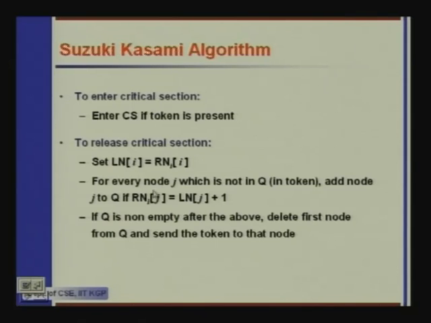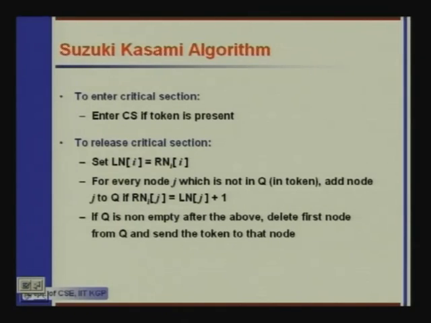Now, for every node j which is not in the queue, add node j to the queue if RN_i[j] is equal to LN[j] plus 1. Let us understand this correctly. We are updating the token's data structure with all requests which the token does not yet know about.